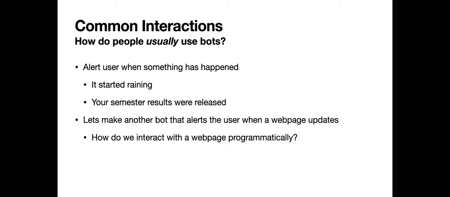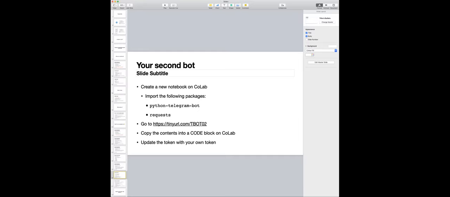So we're going to build a bot that alerts the user when something happened. Wait, why did it go back? Okay, yeah. So we're going to use this thing called the Python requests library. Someone pointed out that I didn't actually install the requests library just now, and that's because we need it for the second part, not the first part. So let's do that. We're going to create another bot on Colab. I'm going to send you another link, and you can just duplicate that notebook instead so we can make our life easier. Just give me a moment.